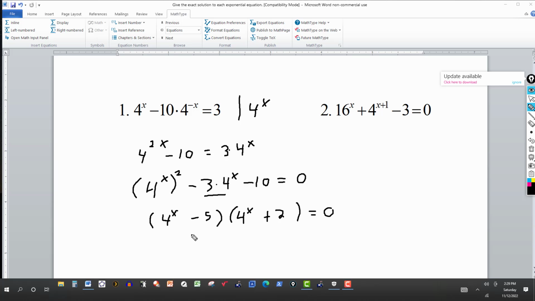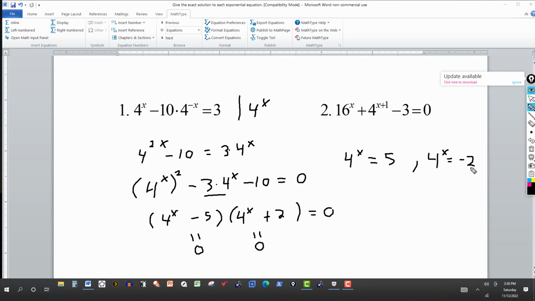Then we set each factor equal to 0. So this factor should be equal to 0. The only way that the product of two factors is 0 is if one factor is 0, or the other factor is 0, or if they're both 0. So we set these equal to 0. And then we solve for 4 to the x. So adding 5 to both sides, for that first one I get 4 to the x is equal to 5. Now for this one, if I have 4 to the x plus 2 equals 0, bringing the 2 over gives me 4 to the x is equal to negative 2.